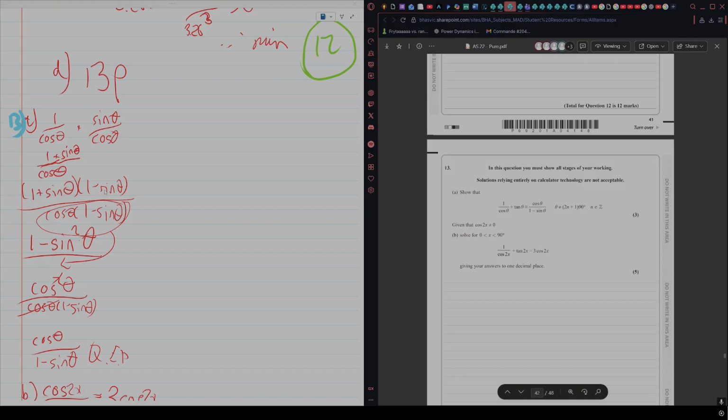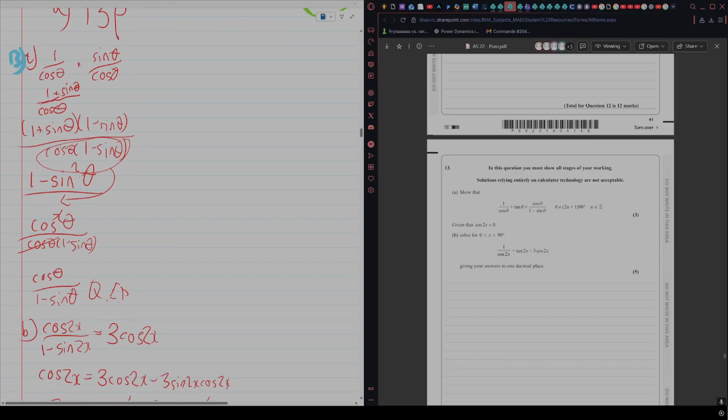So what I did is I just multiplied by 1 minus sine theta, and that works well because it's a difference of 2 squares on the numerator. So you get 1 minus sine squared on the numerator, and then cos bracket 1 minus sine on the denominator. And then you don't actually have to expand this bracket because the cos will cancel out, and you just end up with cos over 1 minus sine, which is what they're asking for.